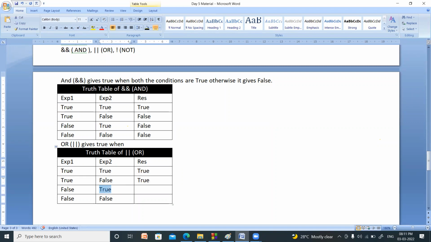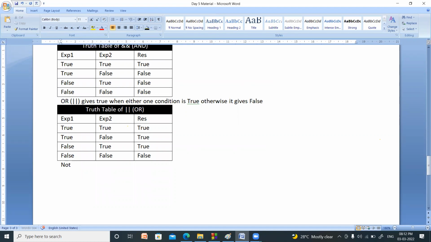Now, second one is true, first one is false. Second one is true. It requires only one to be true. So, its answer is true. It is false, it is false. Both are false. So, its answer is false. Now, it gives true when either one condition is true. Otherwise, it gives false. Right? Now, next condition is the not condition.